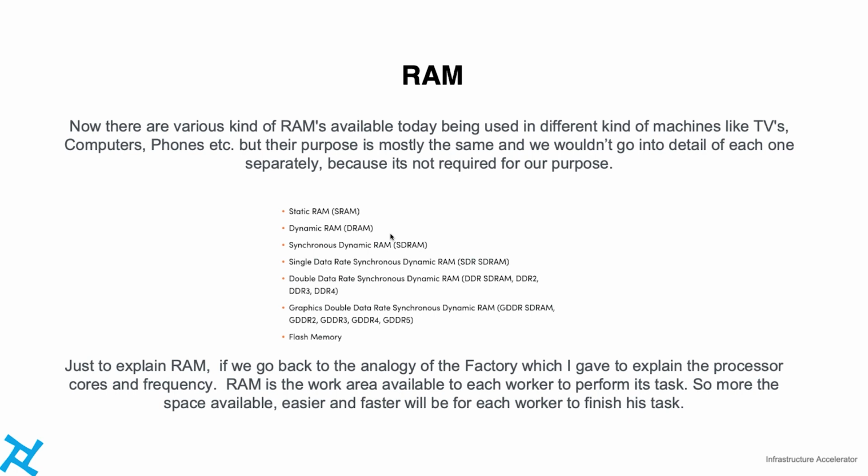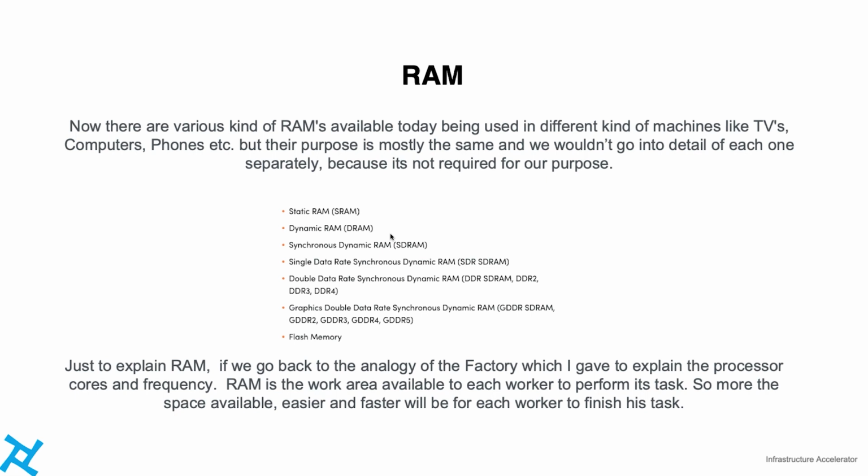Now there are various kinds of RAMs available today, being used in different kinds of machines, from TVs to computers to phones, but their purpose is mostly the same. We won't go into detail of each one of them separately because it is not required for our purpose of teaching. So there is dynamic RAM, SD RAM, synchronous RAM, DDR RAM, graphic DDR RAM, and there is flash memory. So there are various kinds of RAMs. Once again, if you want to go into the details of RAM, you can do a PhD in itself. But for the purpose of this training, it's not required to know about every RAM. Rather, it's more important to know what a RAM is.